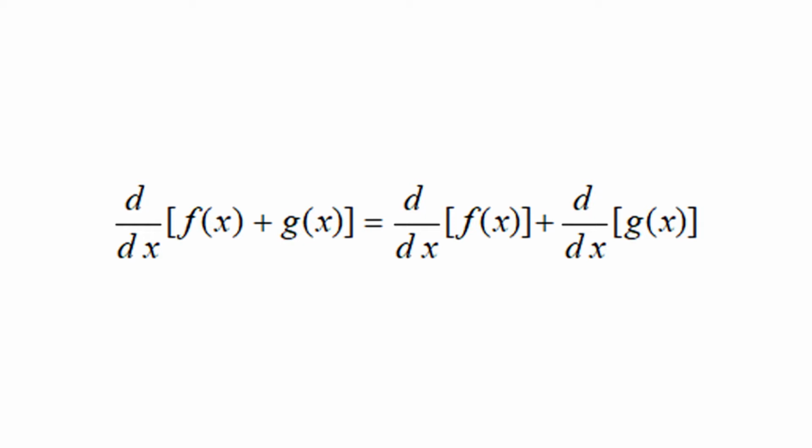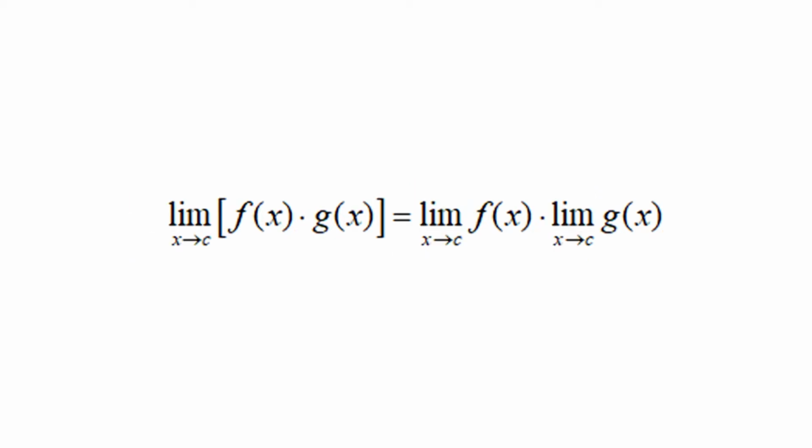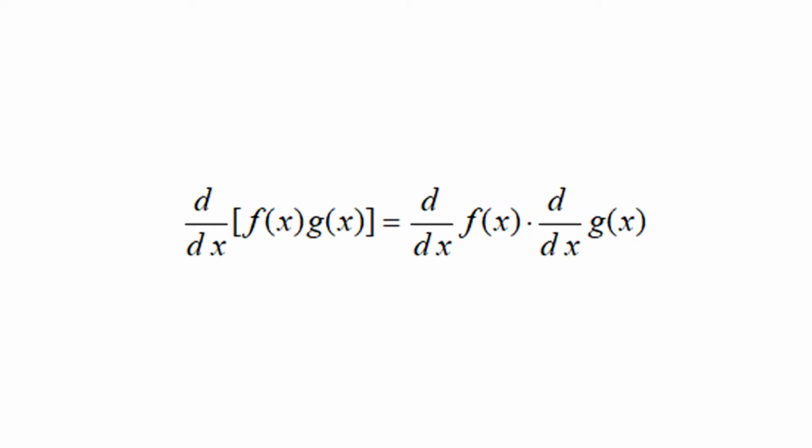But from the product rule of limits of functions, the limit of f(x)·g(x) as x approaches c is the limit of f(x) as x approaches c times the limit of g(x) as x approaches c. Never expect a result of the form d/dx of f(x)·g(x) equal to d/dx of f(x) times d/dx of g(x).